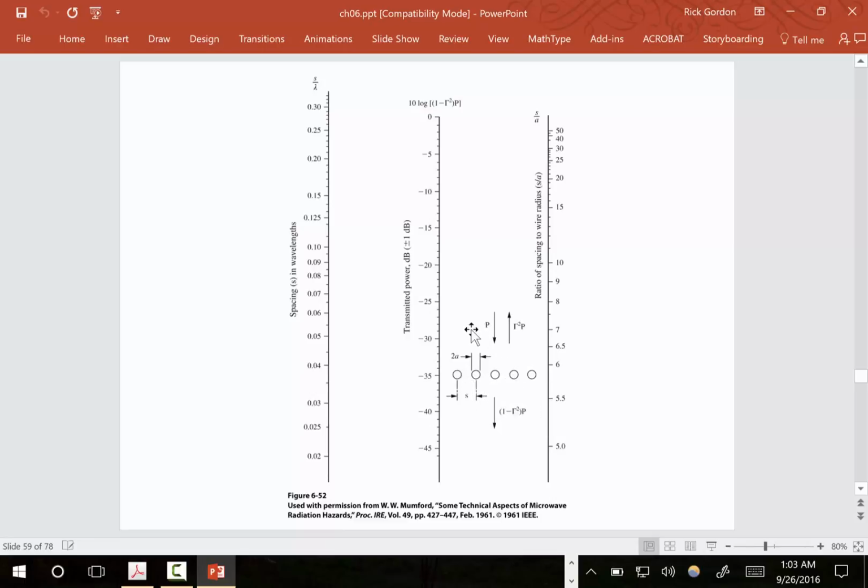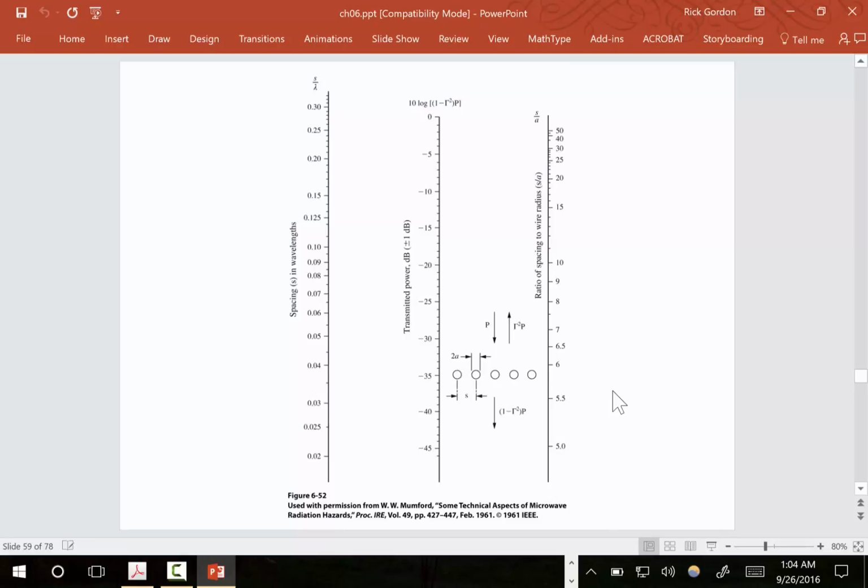So this diagram here is meant to help you remember the situation that these lines describe, and then to look more carefully at the lines. Okay, the first line here on the left represents the spacing S between the wires, the spacing in wavelengths. The middle line gives us the transmitted power in dB. Now, the transmitted power is the 1 minus gamma squared P.